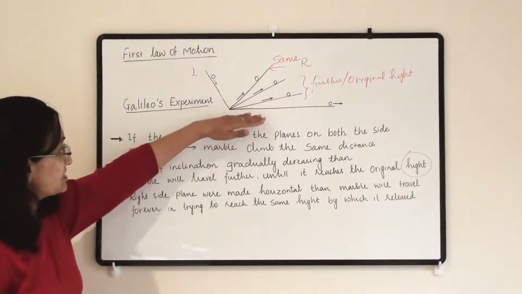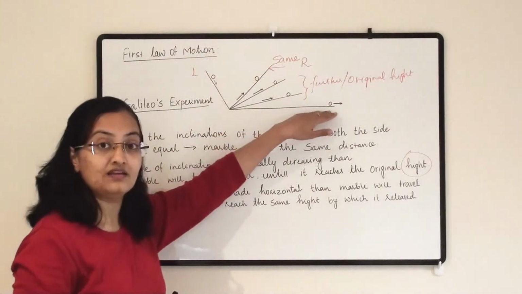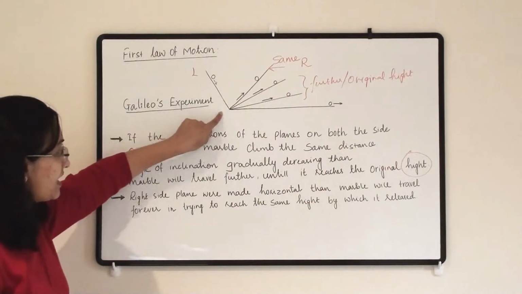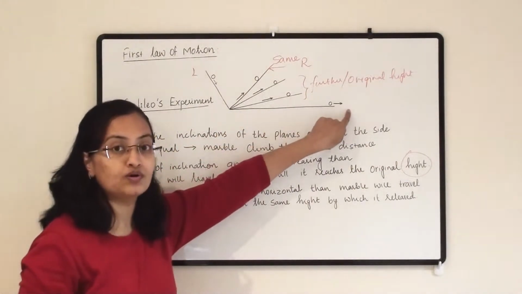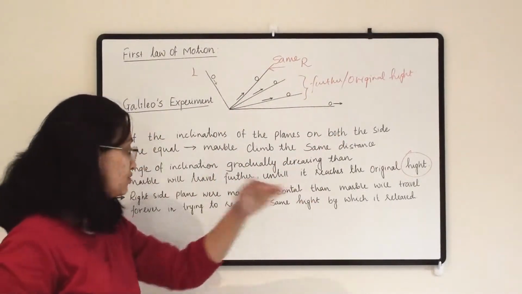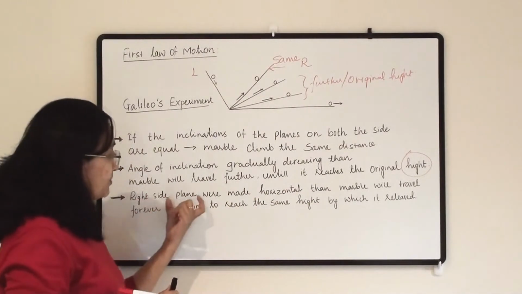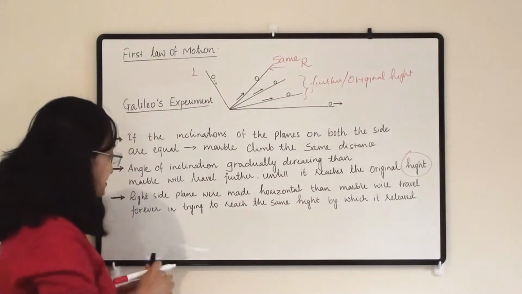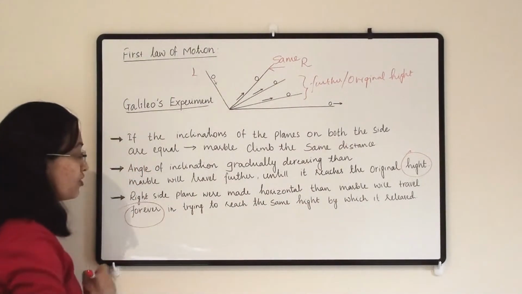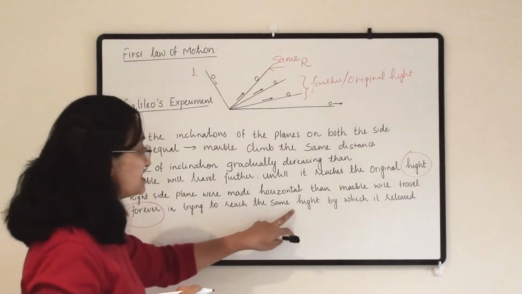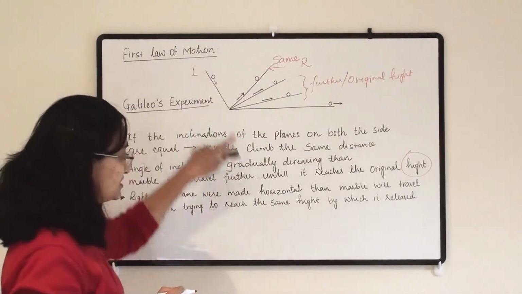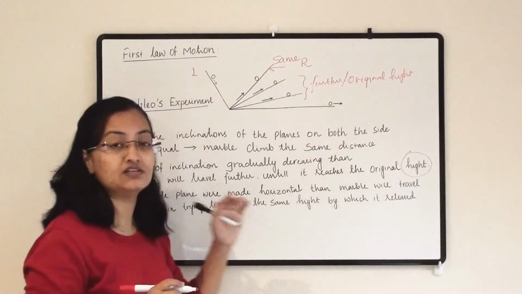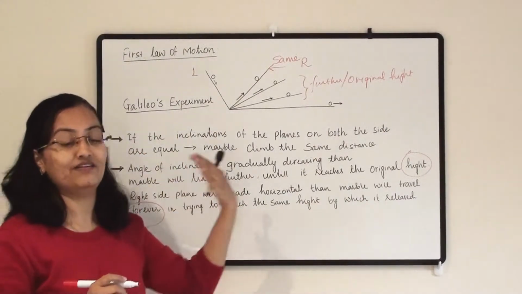Now the last case, where we have made this plane horizontal. We are dropping it from a certain height and then it will roll over the floor, the horizontal plane. So when the right side plane is made horizontal, the marble will travel forever, trying to reach the same height from where it was released. It will travel on and on and on on the right side.